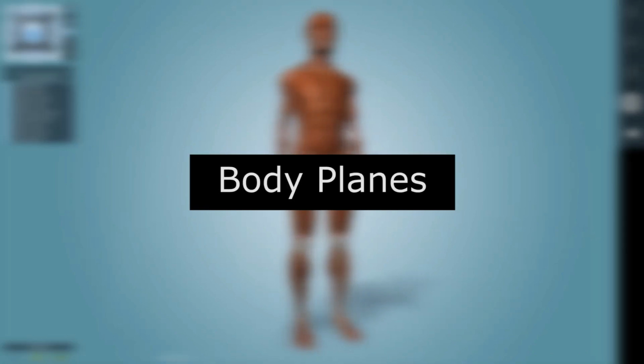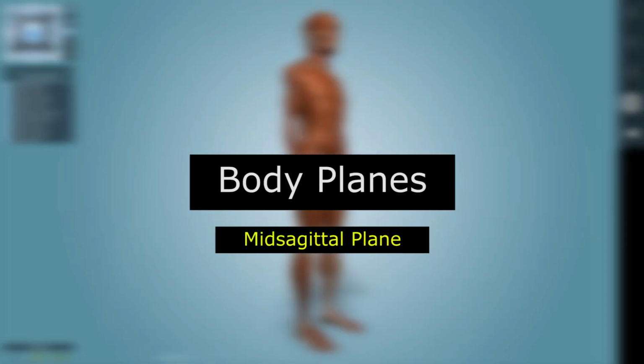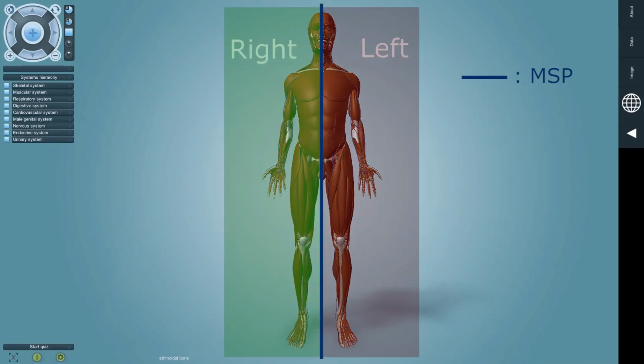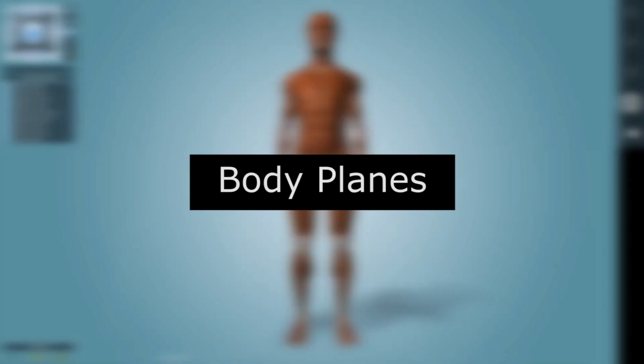Body planes. Mid-sagittal plane. The mid-sagittal or median plane divides the body into left and right halves. This plane is important in accurate positioning of the cranium because for every AP, PA or lateral projection, the mid-sagittal plane is either perpendicular or parallel to the plane of the image receptor.